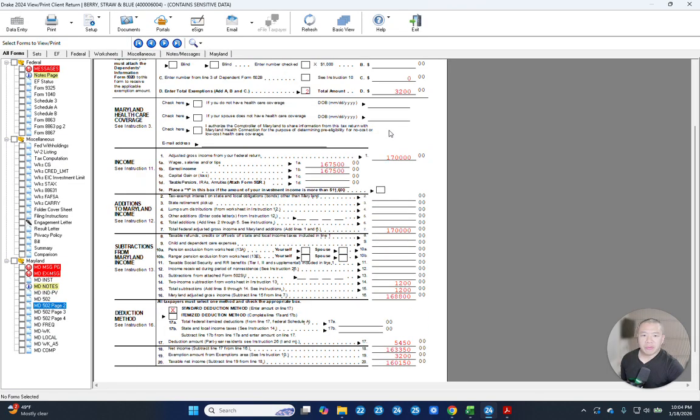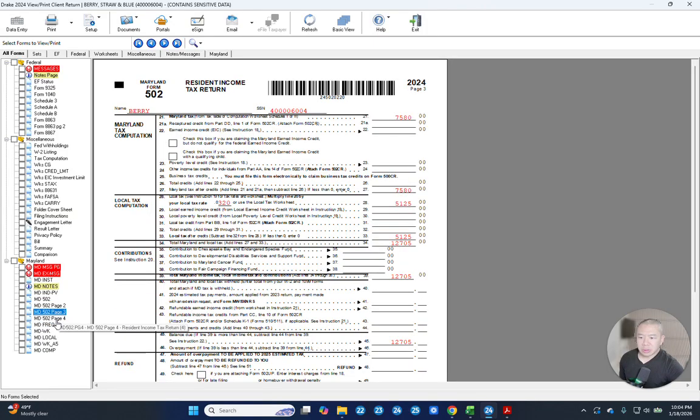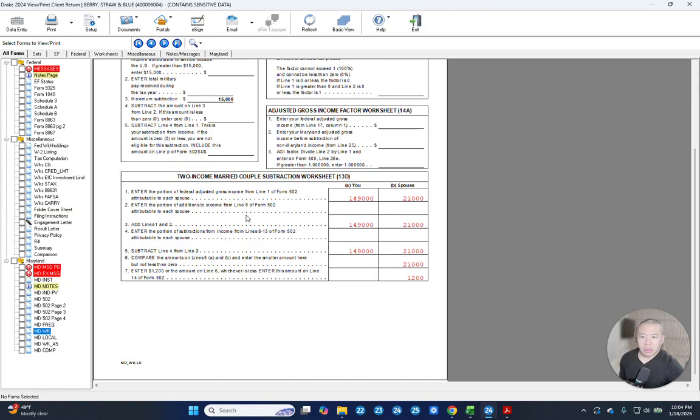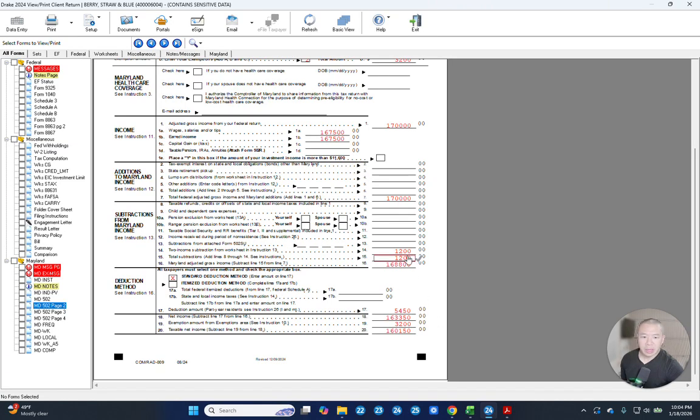For their Maryland return, they start off with the federal adjusted gross income. Maryland has this subtraction where if you are a two-income married couple, you get up to like $1,200 as a subtraction. So there's that. And then you also get a Maryland standard deduction. It's not the same as federal, but it's $5,450. And then you get exemptions for each person, which was $1,600 a person, $3,200 total. There's your taxable Maryland income.